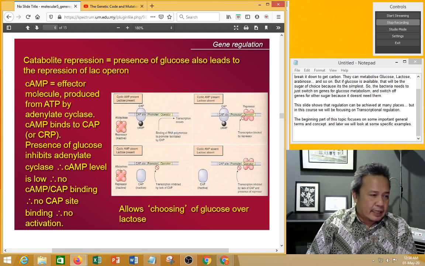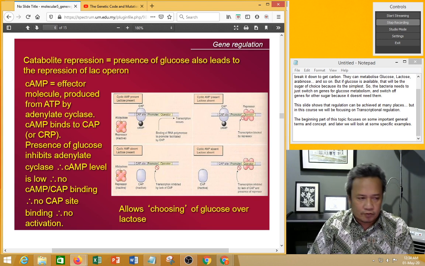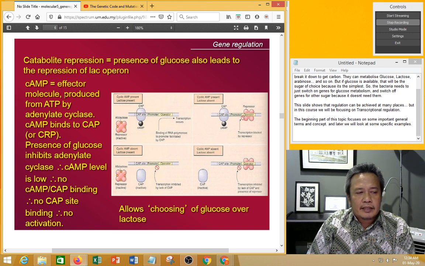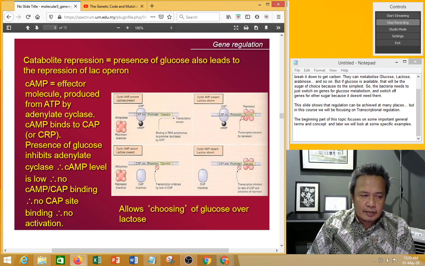Let's read this. There is a molecule called cAMP. cAMP stands for cyclic adenosine monophosphate. It's an effector molecule. How do you get this? You convert your ATP. You've heard of ATP, correct? Adenosine triphosphate, under the action of an enzyme called adenylate cyclase, is broken down into cAMP.